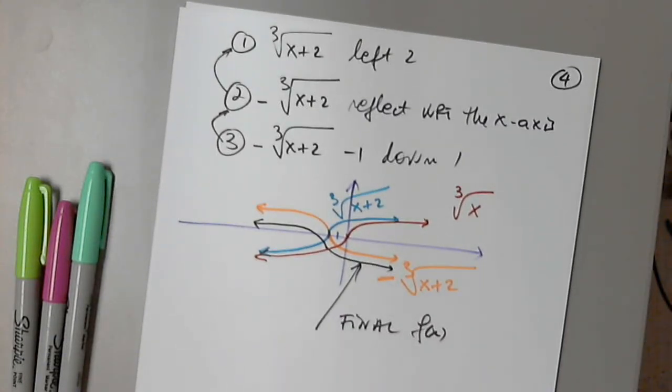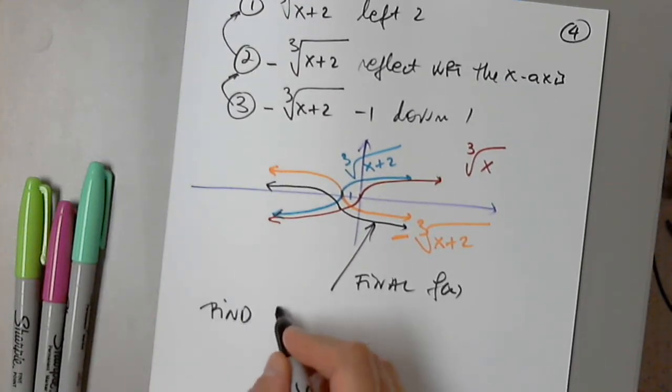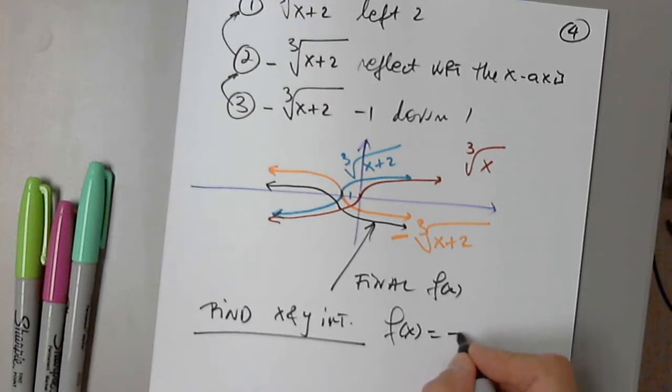So since we're here, I would like us to find the x and y intercepts algebraically. So for this graph, find x and y intercepts. So let me refresh your memory. It was this.